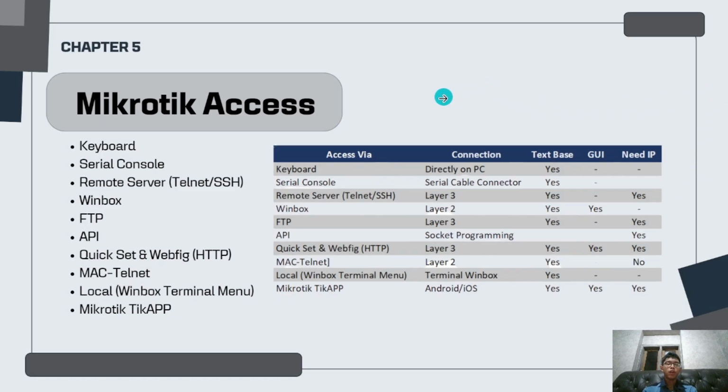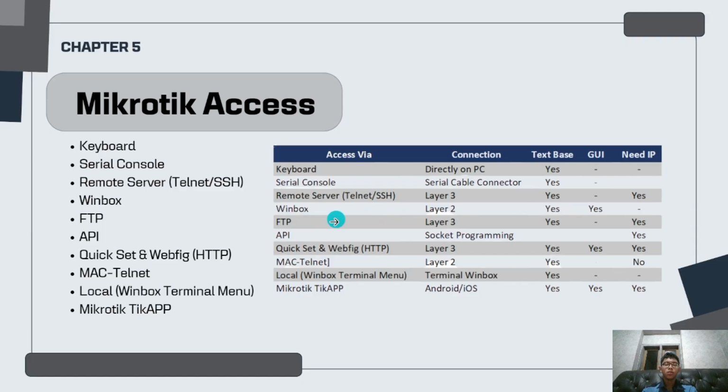So in chapter 5, which is MikroTik access, I will explain about how to access your MikroTik router. To access a MikroTik router, you can access via keyboard, serial console, remote server, Winbox, FTP, API, quick set and config, MAC-Telnet, local, and MikroTik app. For example, access via keyboard is a connection directly on the PC and it is text-based.